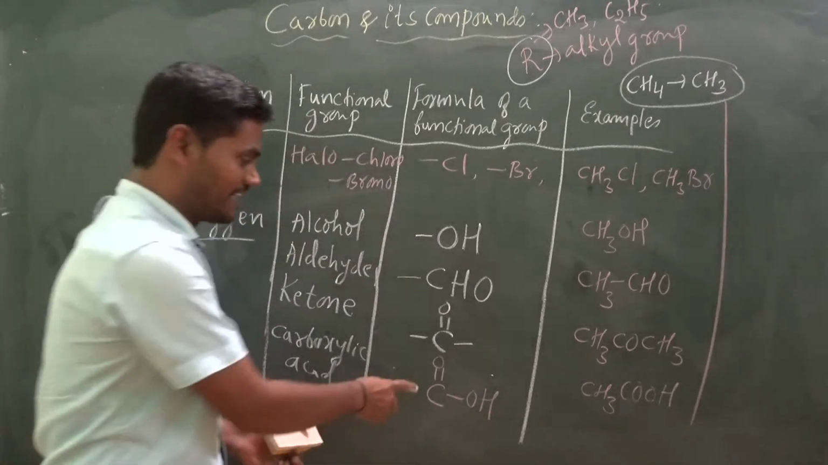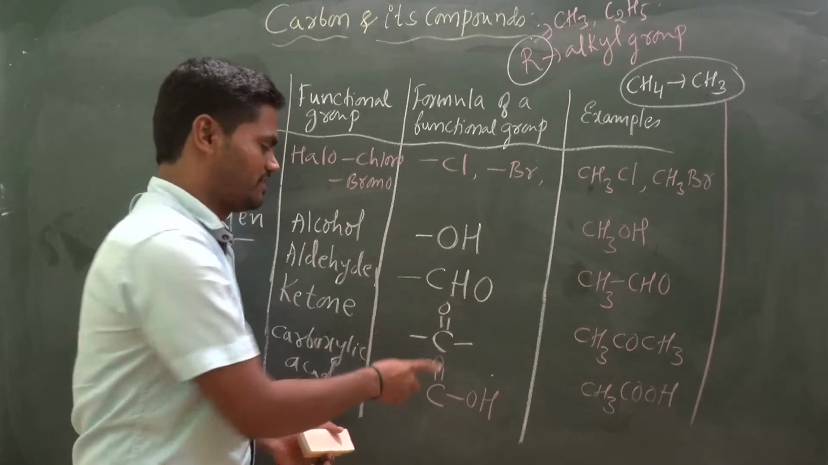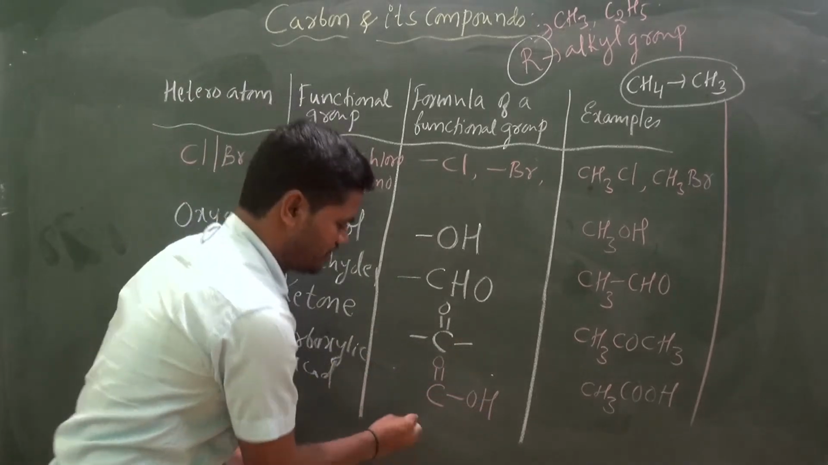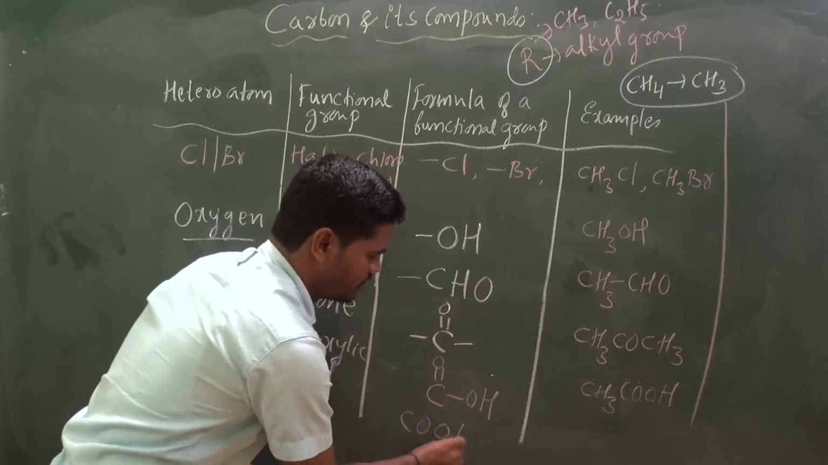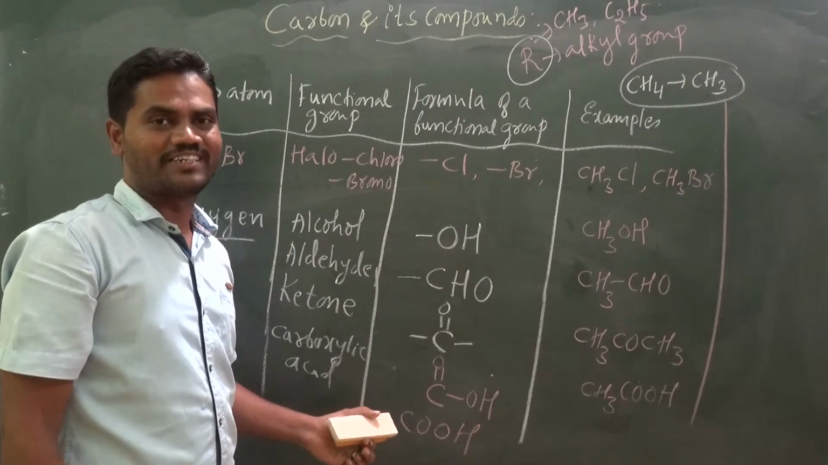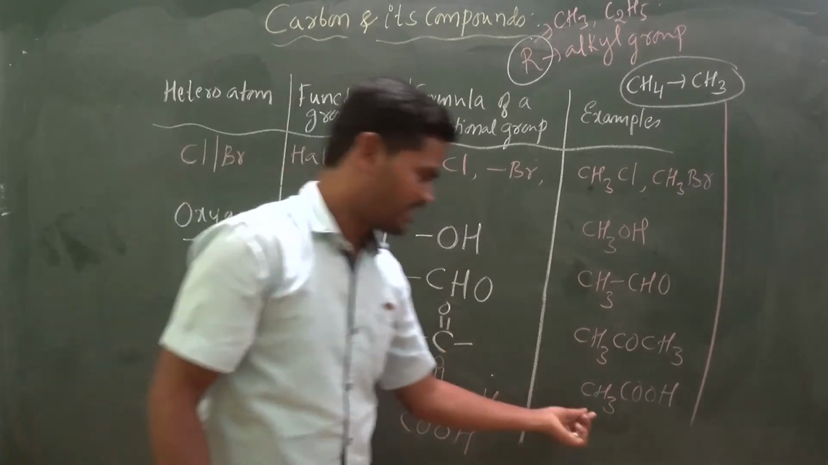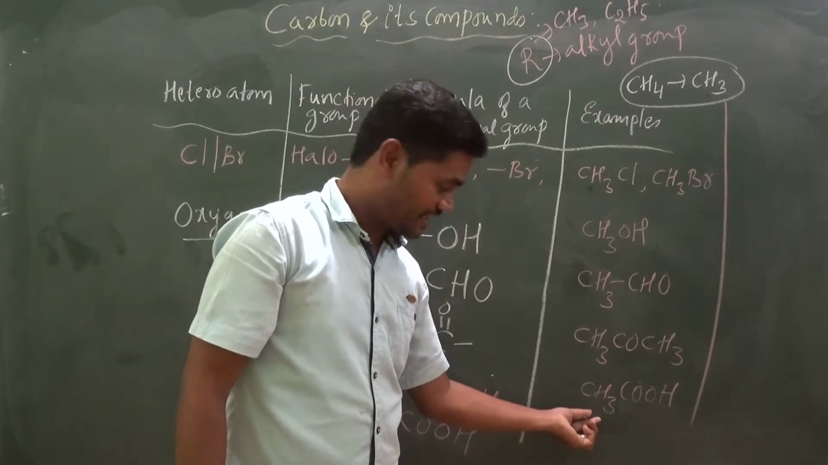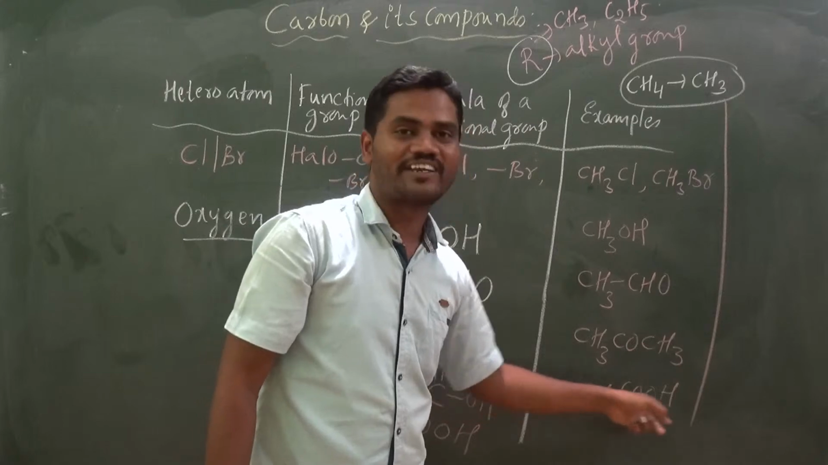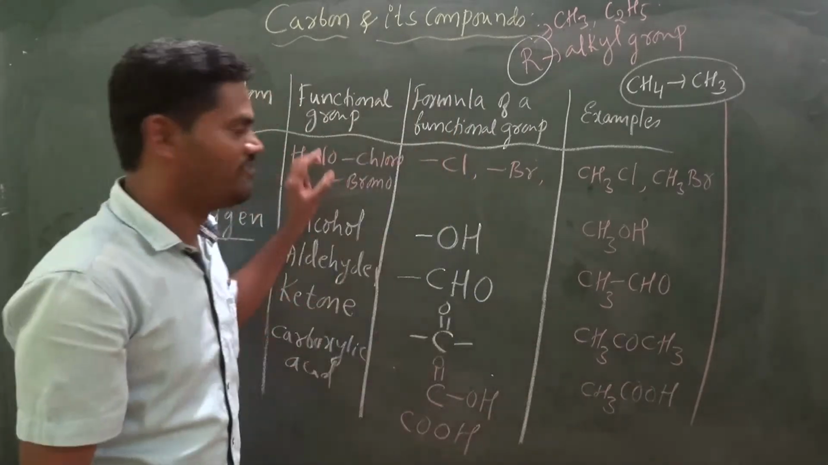See here, the valence of the carbon should be satisfied also. C double bond O, OH. So this is the carboxylic acid. The functional group is COOH. Then next one, again I am taking an example of an alkyl group. So this one is the ethanoic acid or the acetic acid. So this is all regarding the functional groups.